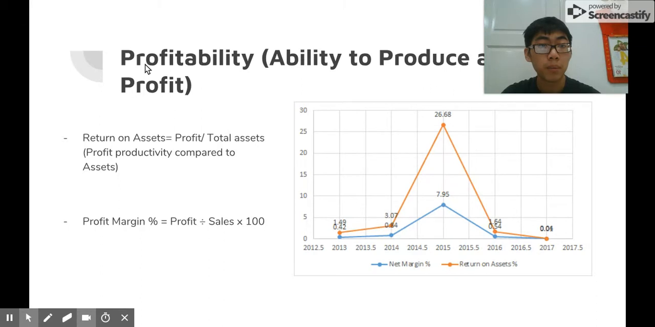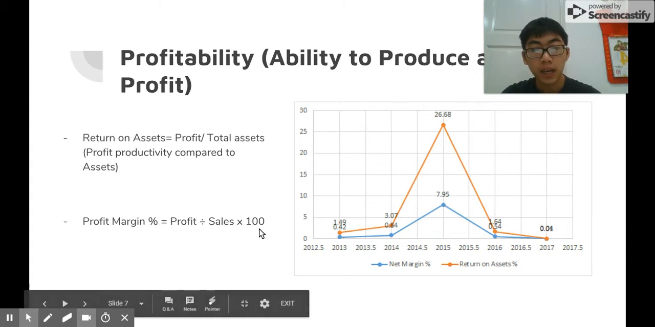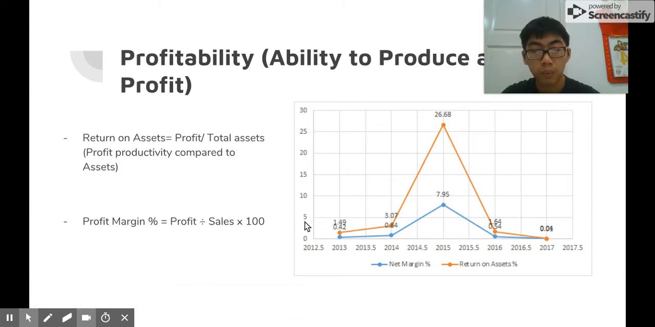Next, I want to talk about the profitability, and this is the last topic for this session for RIT. Here we can see that I use two main ratios, the return on assets and the profit margin. Both ratios are very low. They are kept low, below 5. Here we can see two main differences, which are 7.95 and 26.68. These two peaks are constant, so I don't think that many specialists will consider these two data.